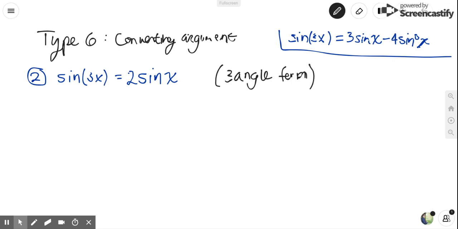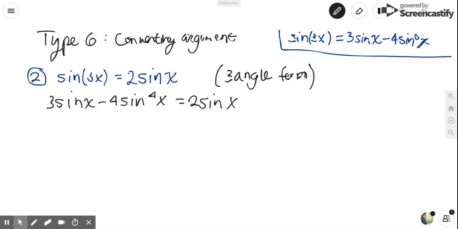All right, so let's do it. So this one here is going to become 3 sine of x minus 4 sine cube of x by using that formula. And the other side, I'm not going to touch it because it's 2 sine of x. There's no problem there. It's already a sine. It's already an x. So no reason of changing that whatsoever.